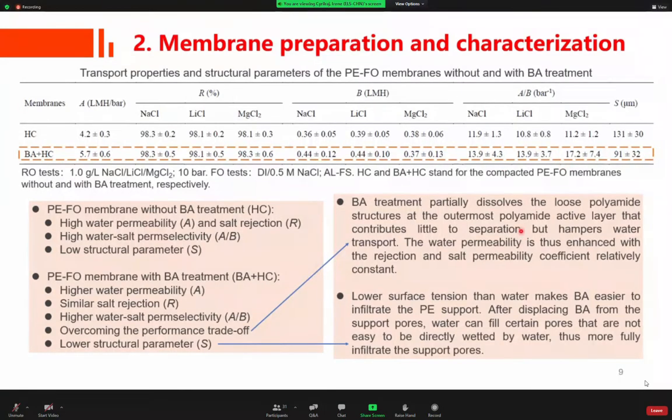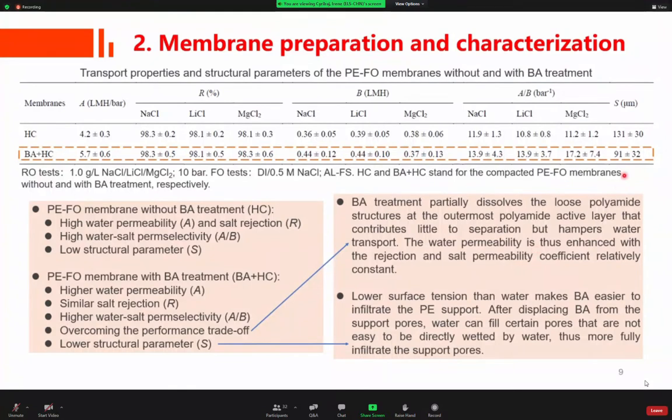This may be because there are low cross-linked, loose polyamide structures at the outermost polyamide active layer. These loose structures contribute little to separation but hamper water transport. Benzyl alcohol treatment partially dissolves the loose polyamide structures. The water permeability is thus improved, with the rejection and salt permeability coefficient relatively constant.